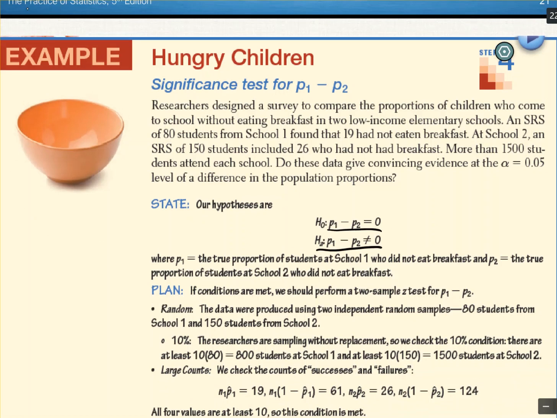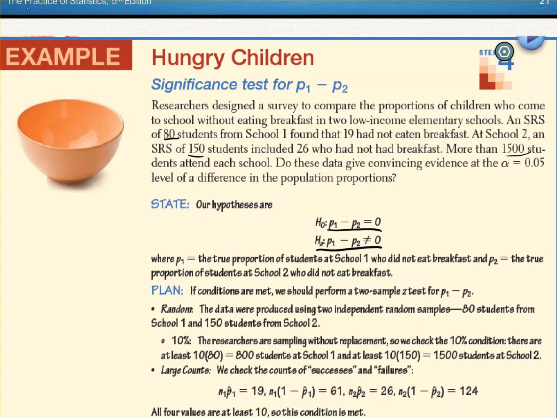First off, it was a simple random sample from each one, so it's random. 10% rule, well, 80 times 10 is 800, 150 times 10 is 1,500. There are more than 1,500 students in each school. So all those things apply. We can see that the 10% rule is met.